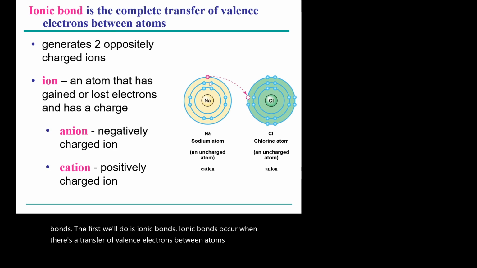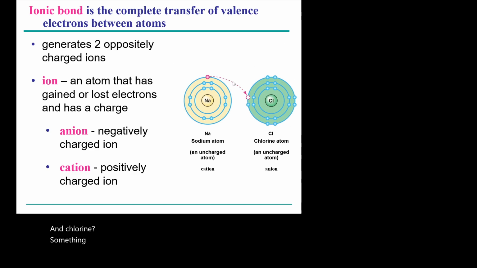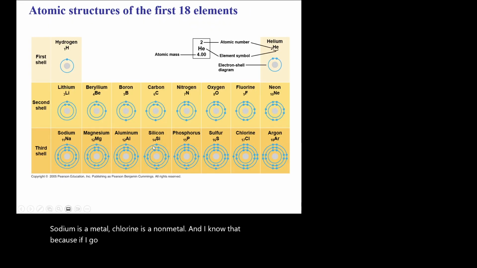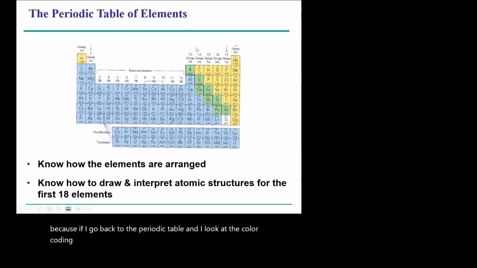As shown here, we have sodium and chlorine. Now, something I mentioned in the previous mini lesson, the introduction to chapter 2, was the importance of knowing the difference between a metal and a nonmetal, and here's where that comes into play. Sodium is a metal, chlorine is a nonmetal. I know that because if I go back to the periodic table and look at the color coding, although the key's not shown here in your textbook, there would be a legend above this that shows that the blue are the metals, the yellow are the nonmetals. So ionic bonds can only form between metals and nonmetals. That's one of the criteria.